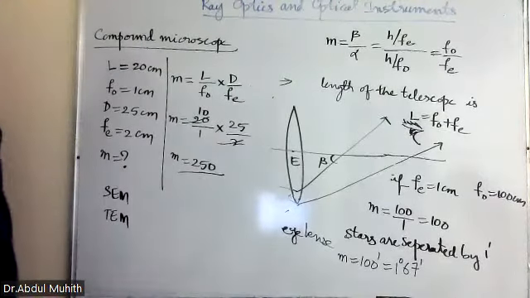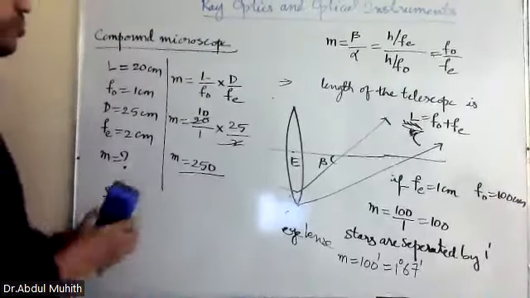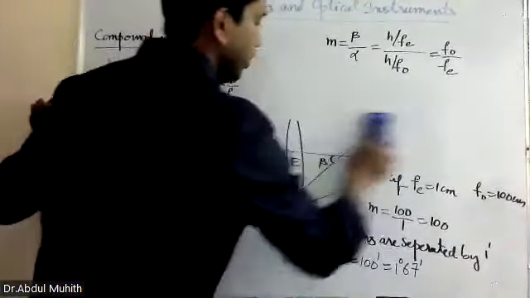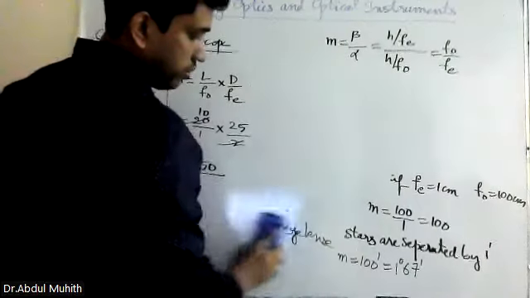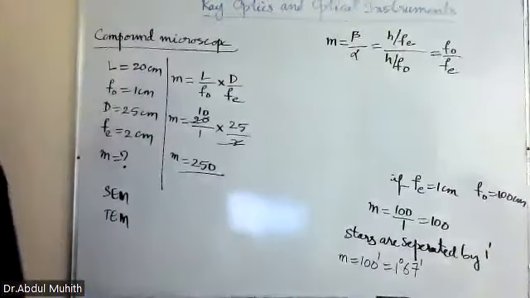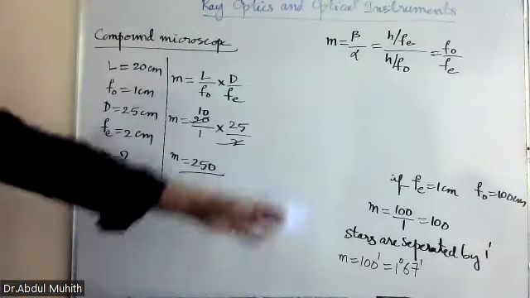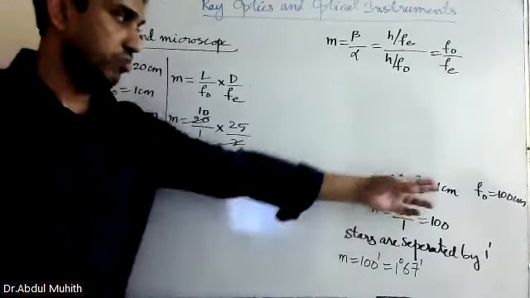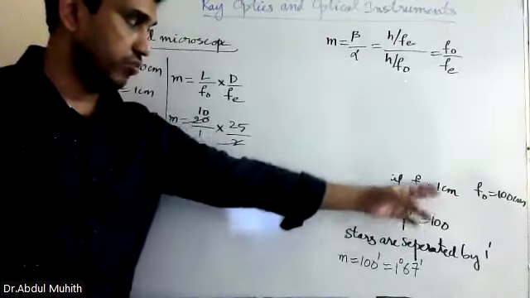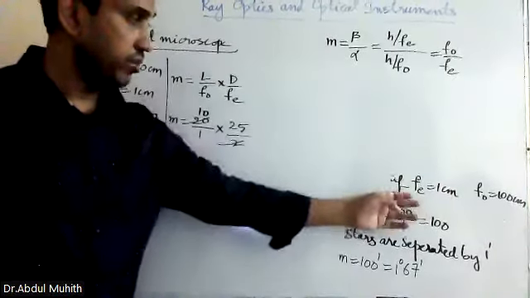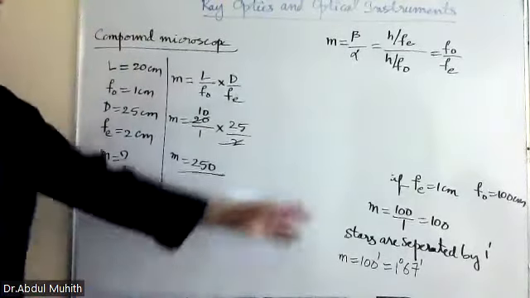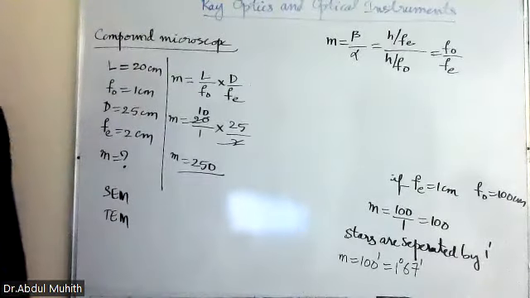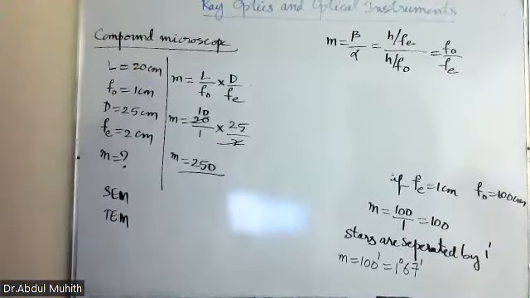Now, one more question we will do on telescope. We already did it, I think. If the focal length of the objective is 100 and the focal length of the eye lens is 1 centimeter, just solve it and divide, you will get the answer.